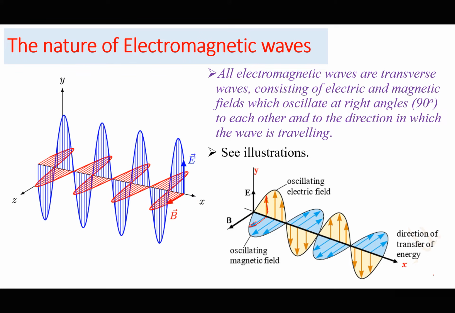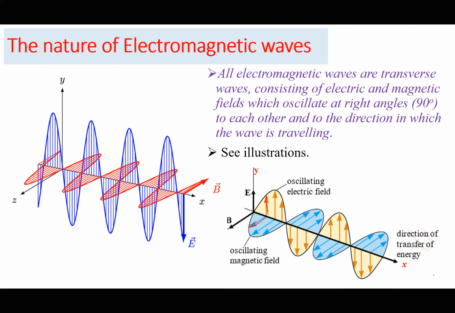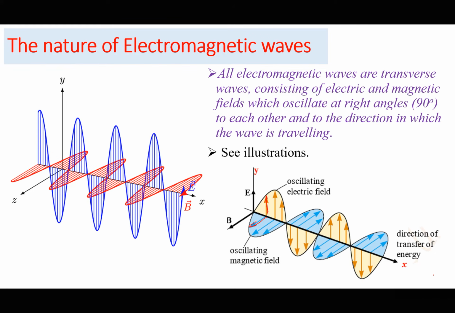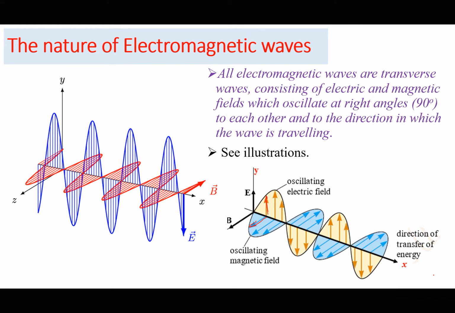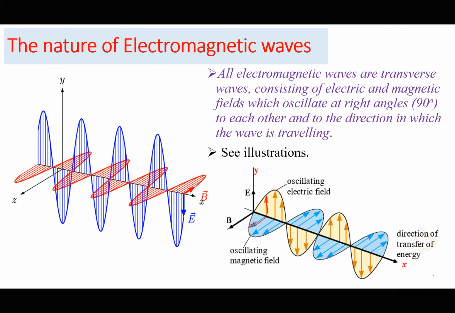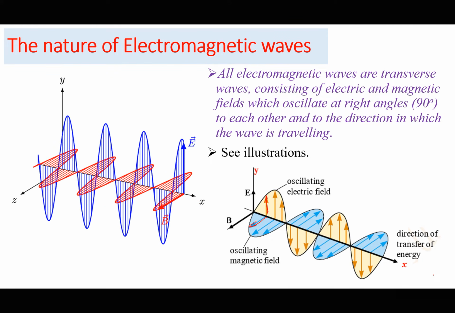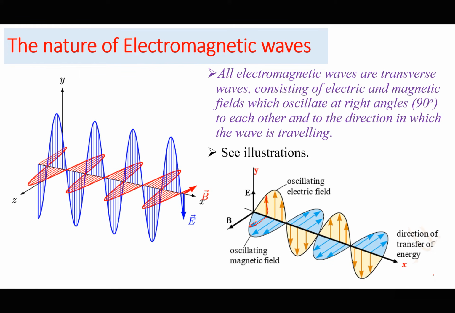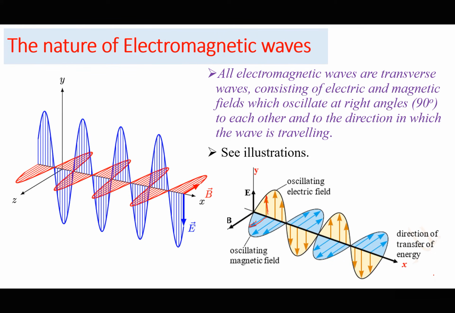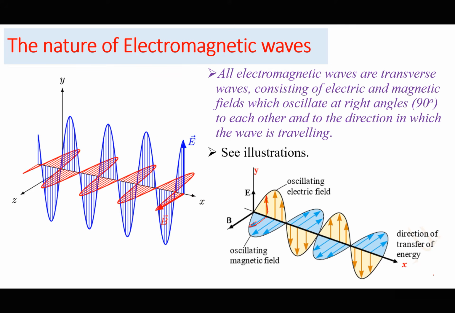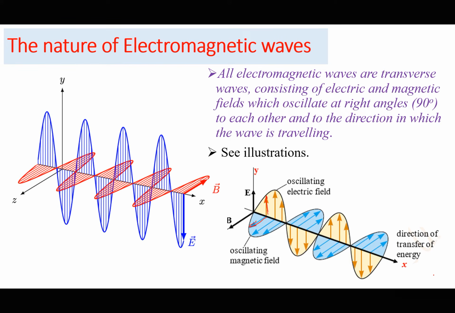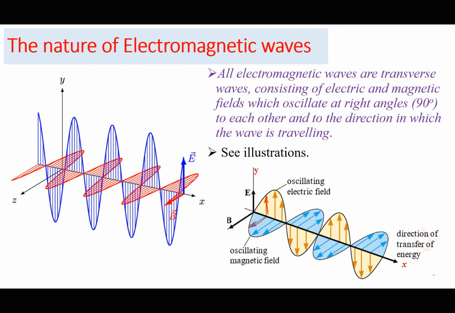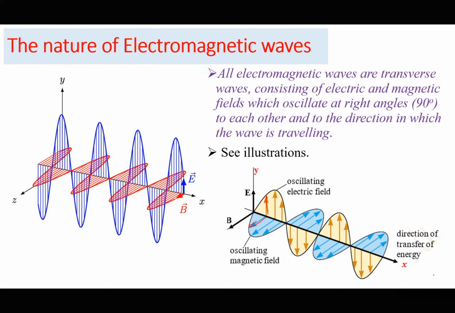So why do we call this transverse? Because these fields are oscillating perpendicular to the direction of propagation of the wave energy. That's why we call electromagnetic waves transverse. Remember, for transverse waves, we say the particles vibrate perpendicular to the direction of propagation of the wave energy. That was the nature of transverse waves. So we say that electromagnetic waves are transverse.